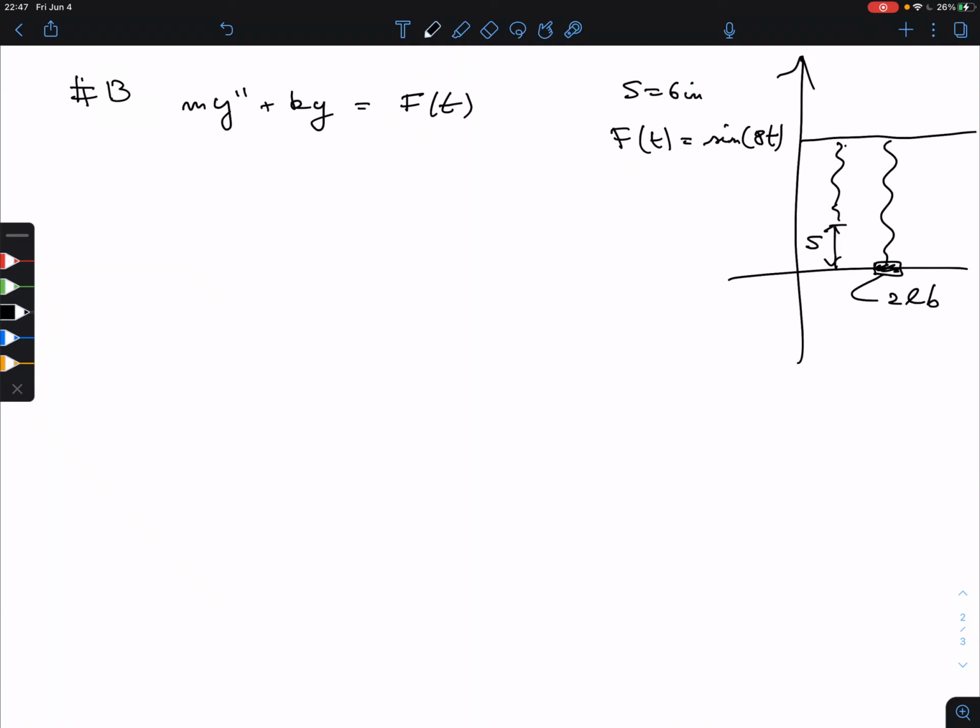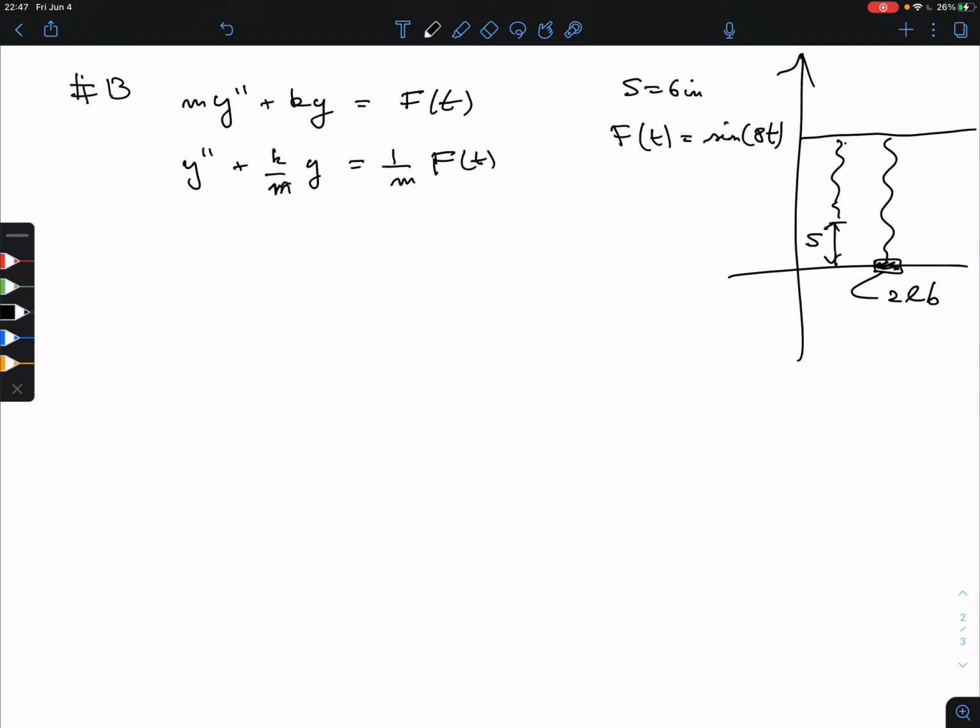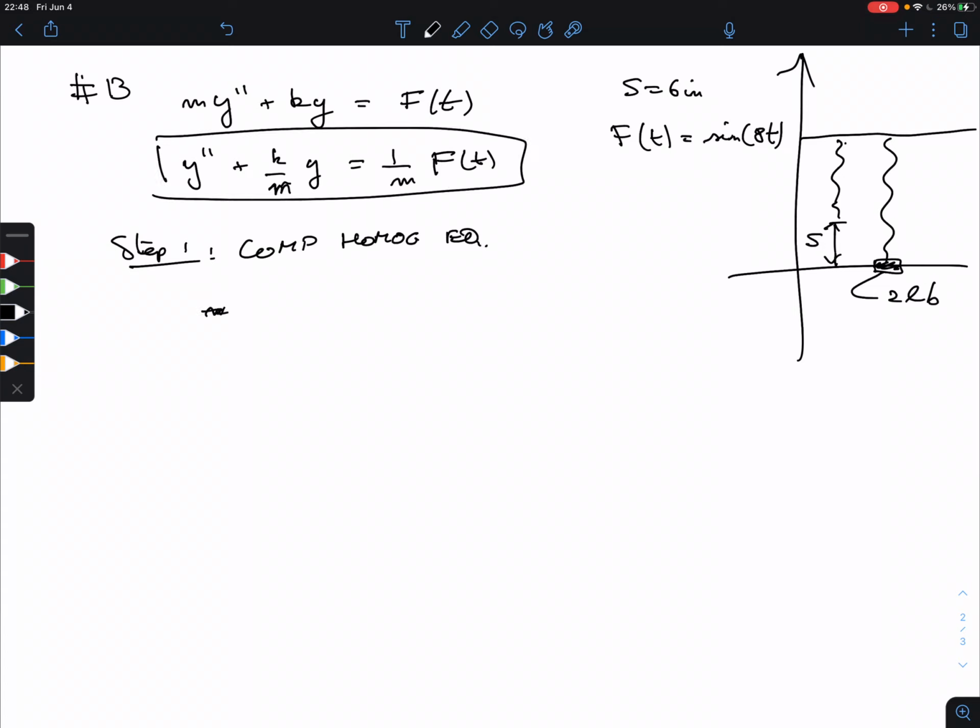So this means that our equation, if you want to write it in the more standard form, is this. So we have to divide here by the mass. We should not forget that. I must admit, the first time I did this, I forgot, and that was wrong. The numbers were wrong. Okay, so step 1 is, of course, we need to look at the complementary homogeneous equation. And I'm going to focus using this one now. So that is y double prime plus k over m. Oh, sorry.